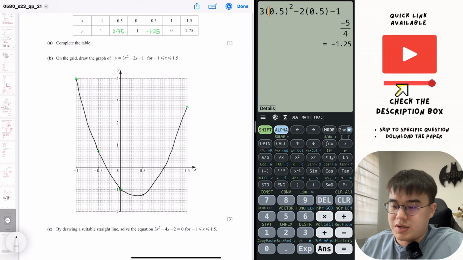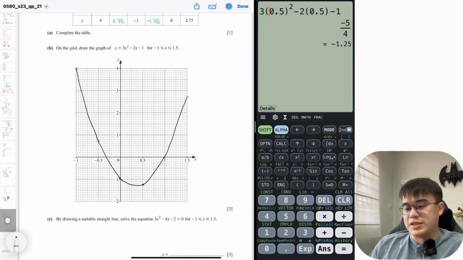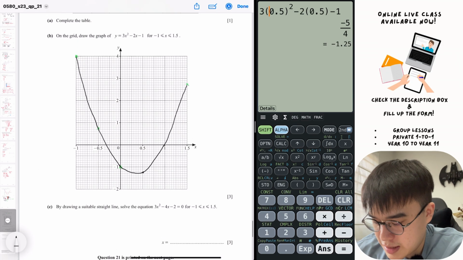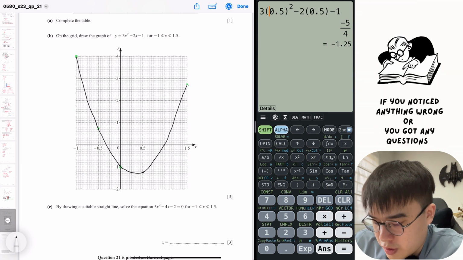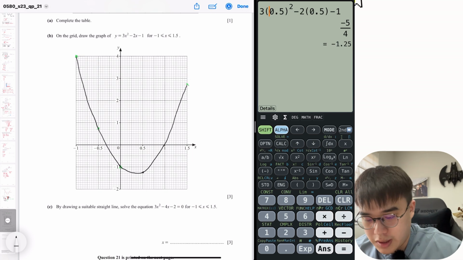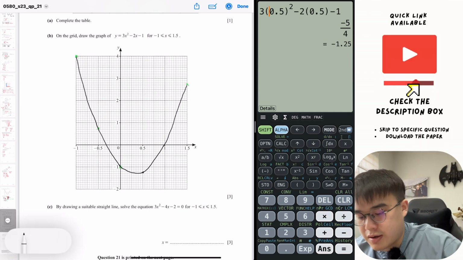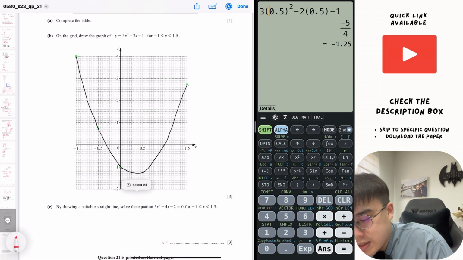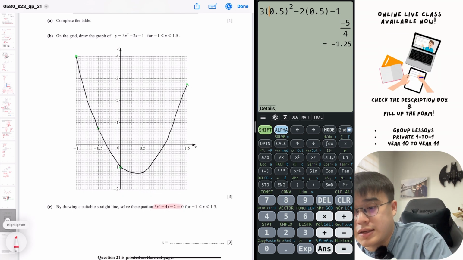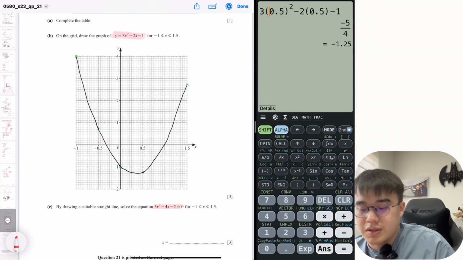Okay, so this will be your final answer. Lastly, we have drawing a suitable line. They want you to solve this equation. So it's time to compare this equation that you see here and this equation that you see here.